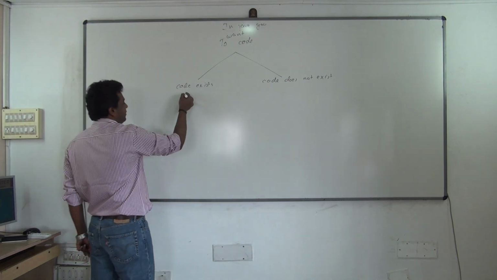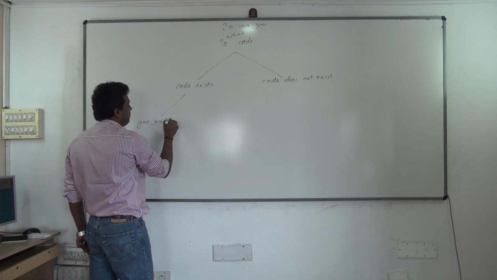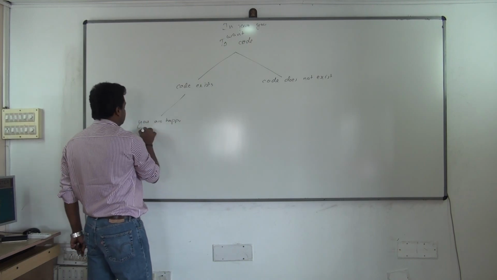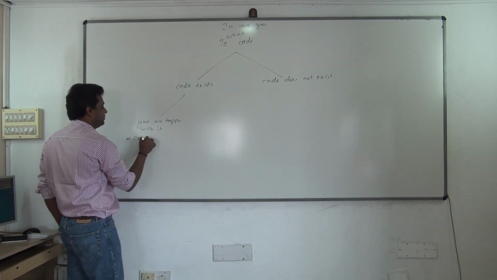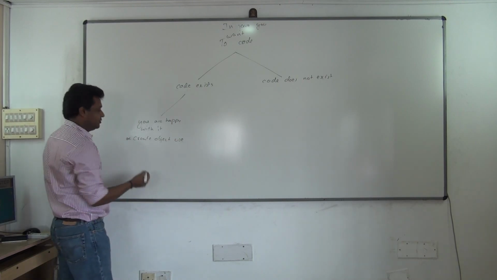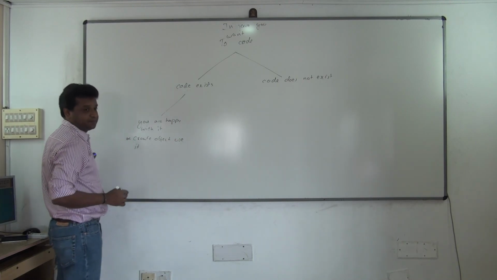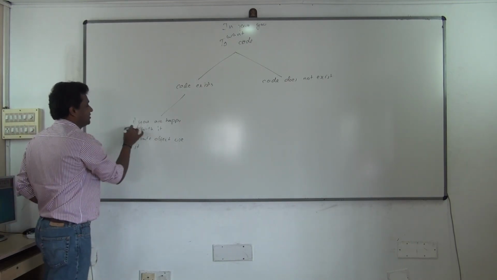Code exists, so you're happy with the code. What will you do? Directly create an object and use it. Means bring the code into existence, use it. This is the first case. Understood? Directly create object. I will take all the cases now.